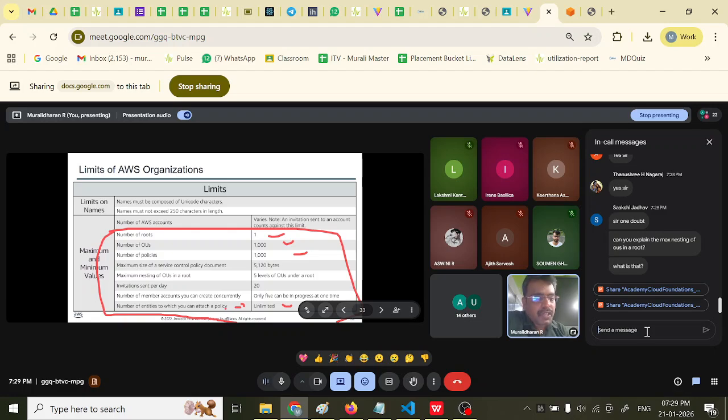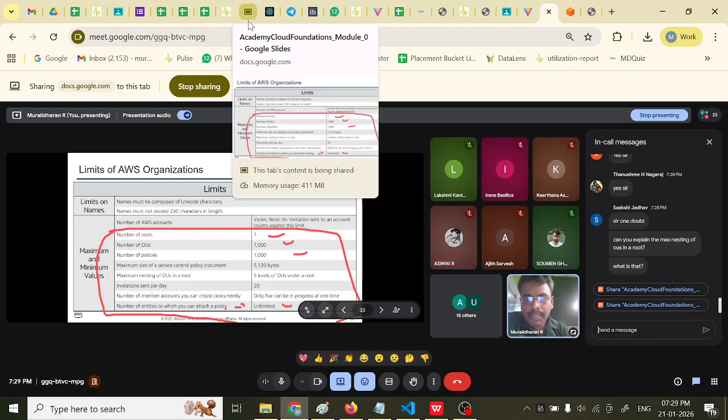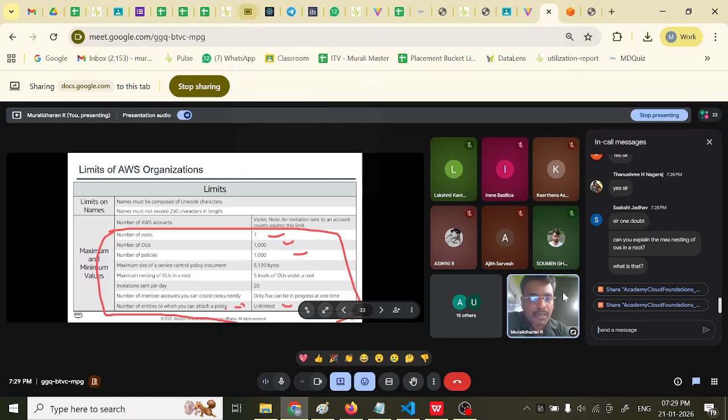Maximum nesting of OUs in a root. Nesting means 5 levels you can go, but under one level, you can go for multiple accounts. Accounts is different. The maximum number of OUs is 1,000. Under one root user account, you can create 1,000 organizational units. That's the maximum under one root user account. Nesting is up to 5 levels only you can go with, but in each level, you can give multiple.